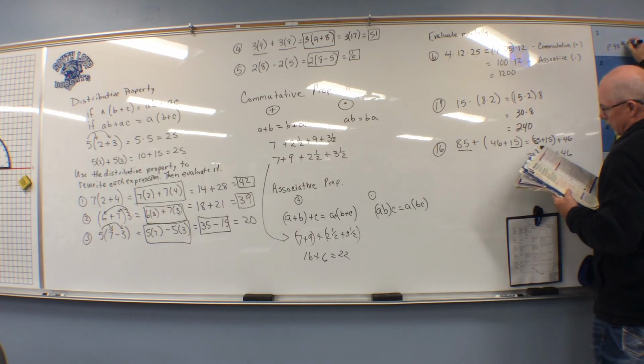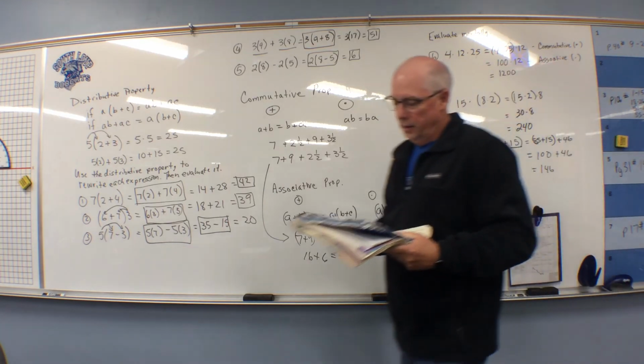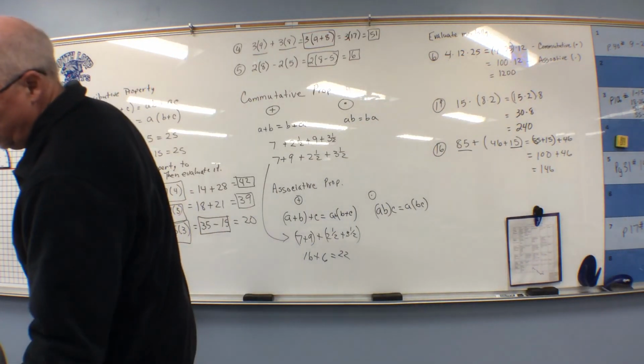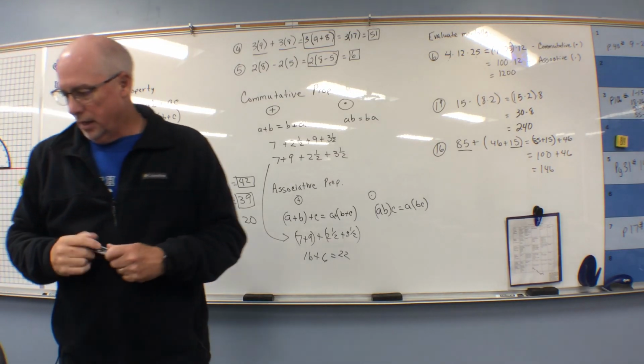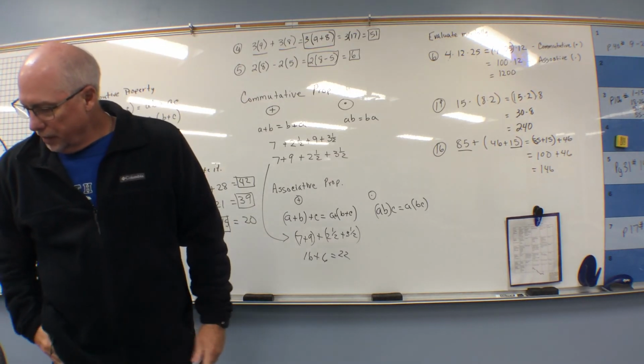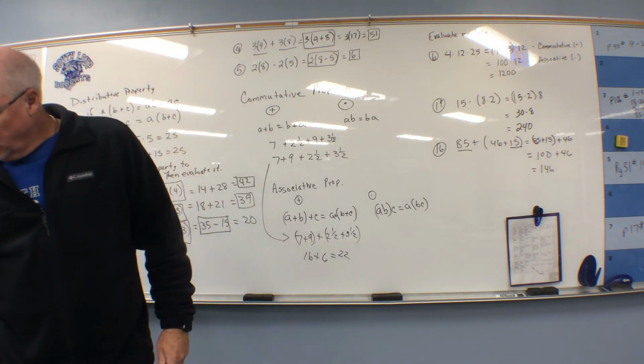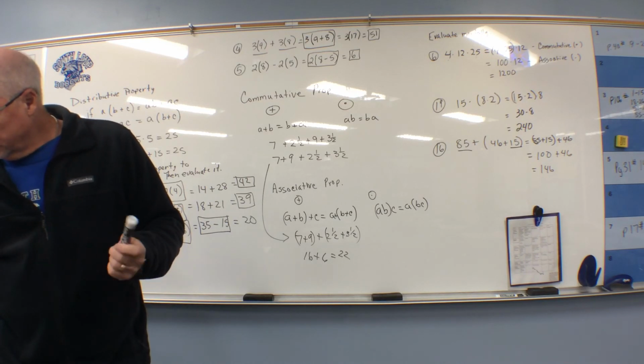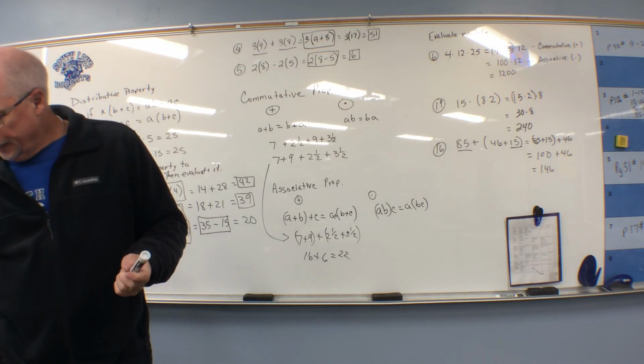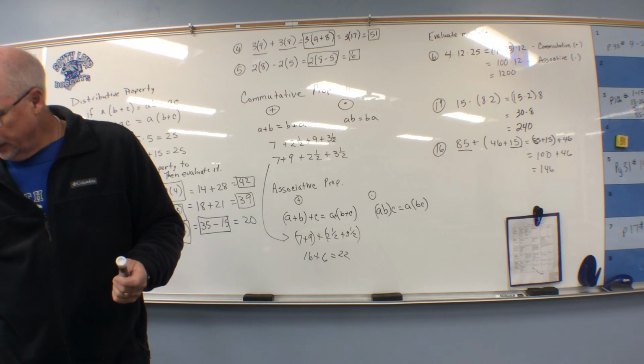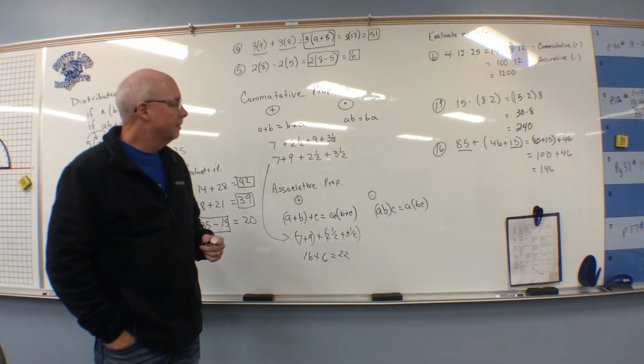So your assignment will be page 40, numbers 9 through 27. Make sure that you rewrite the expression using the distributive property, and then you give the answer. That's a mistake a lot of students make. And you do that on 9 through 12, and then you also do it from 23 to 27. So make sure you do those things. All right?